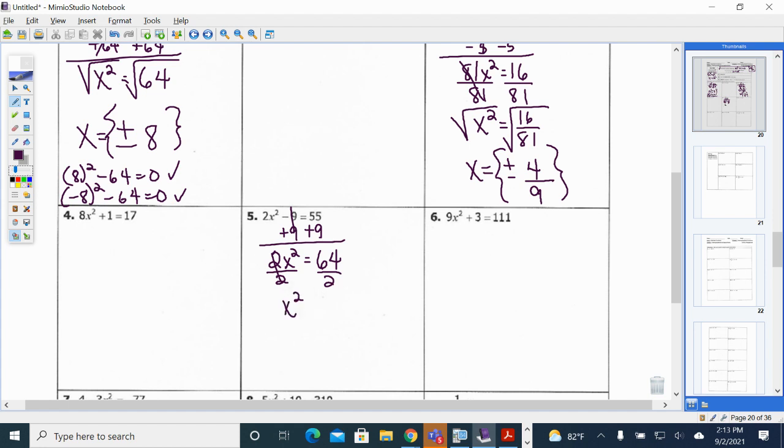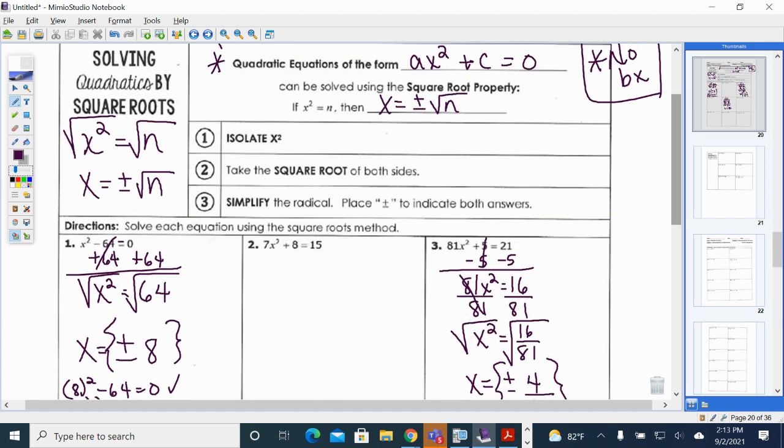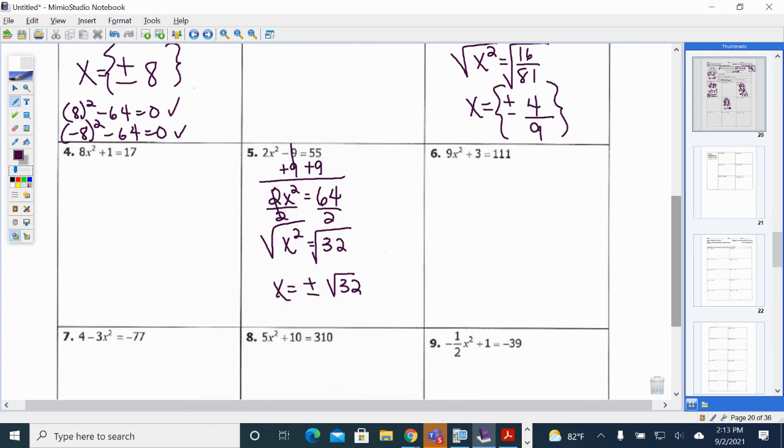We get x squared is equal to 64 divided by 2, which is 32. Now, when we square root both sides on this one, 32 is not a perfect square. So we get a positive and negative square root of 32. We have to simplify that radical. Notice up here in the steps, it says, step number 3, simplify the radical. So we've got to simplify the square root of 32.